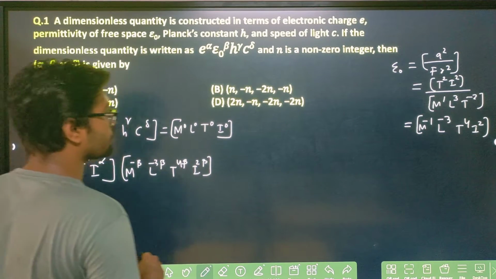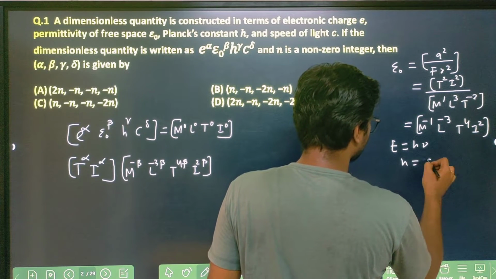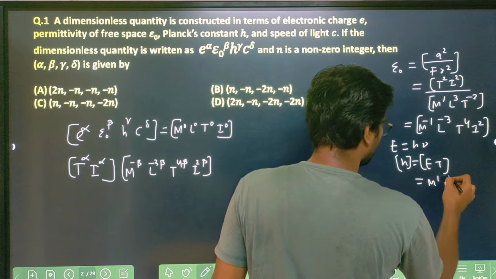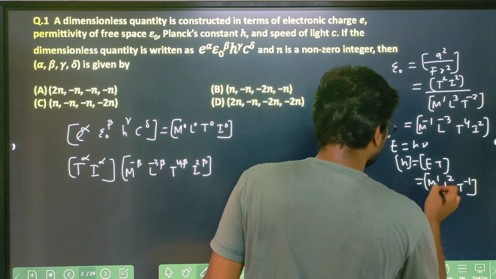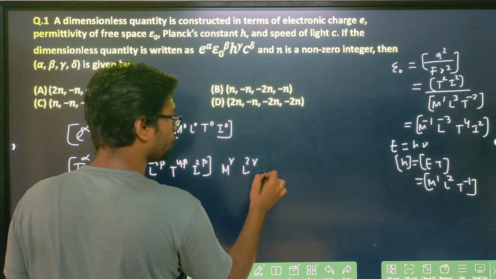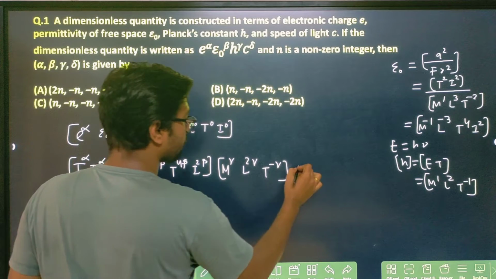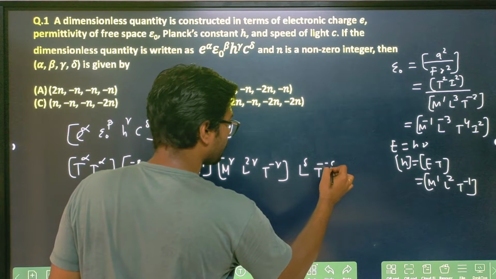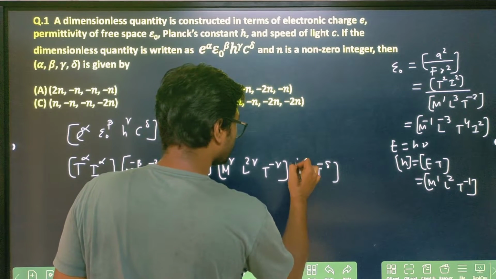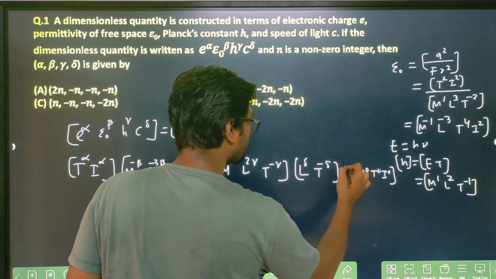Clear? And for h to the power gamma, if you use E equal to h nu, you know h will be E into t dimension. So h dimension will be M1, L2, T minus 1. So h to the power gamma will be M to the power gamma, L to the power 2 gamma, T to the power minus gamma. And c to the power delta, c is the speed of light, so L to the power delta, T to the power minus delta. Clear? This whole term is M0 L0 T0 I0.